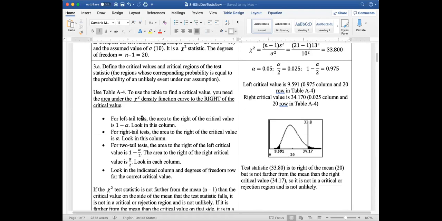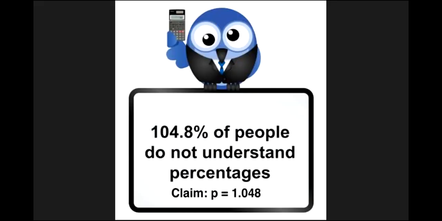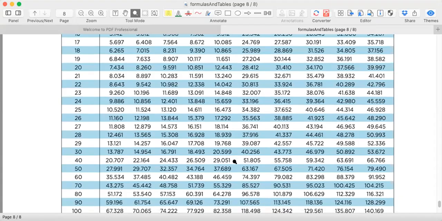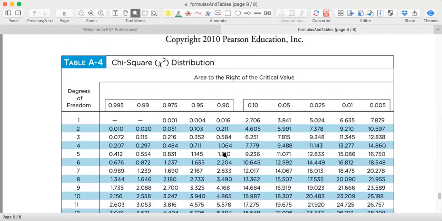For a left-tailed test, well, let's see what table A4 looks like. So I'm going to stop sharing that and go find table A4. There. And this is what table A4 looks like. It's different from the other tables. It has critical values in the body of the table. And across the top, we've got numbers here. And those numbers are the area to the right of the critical value.